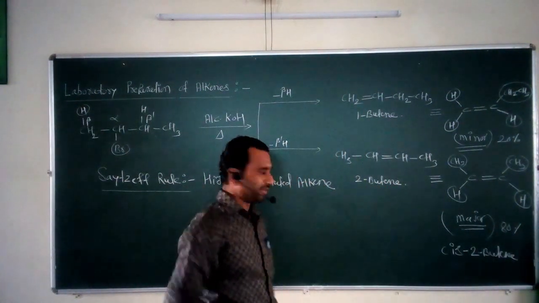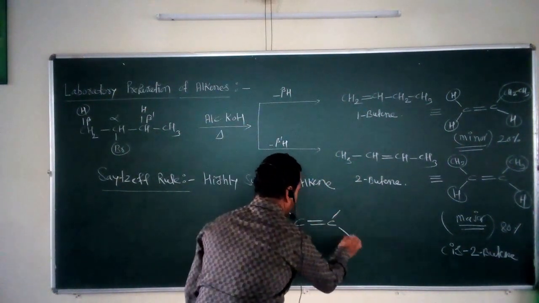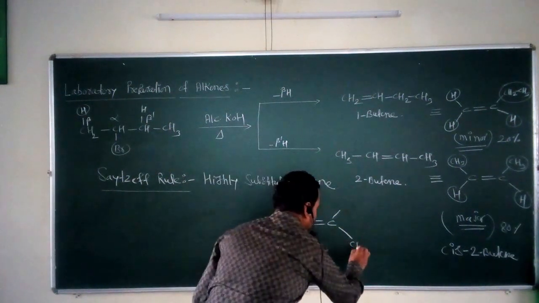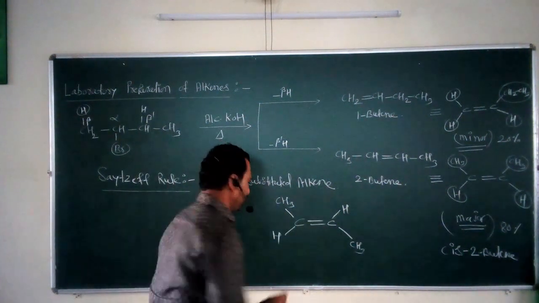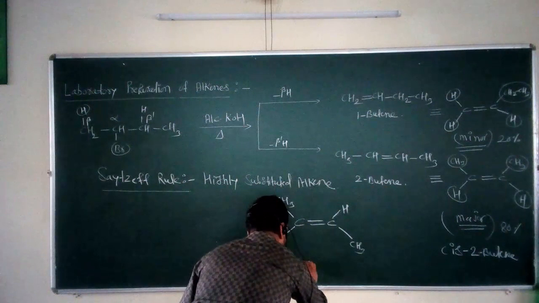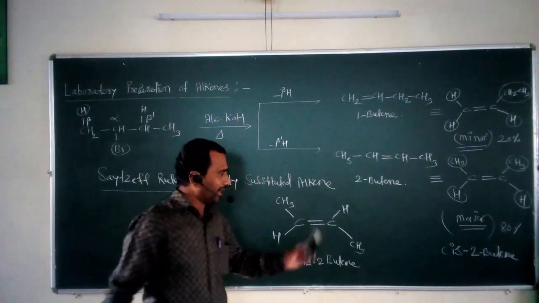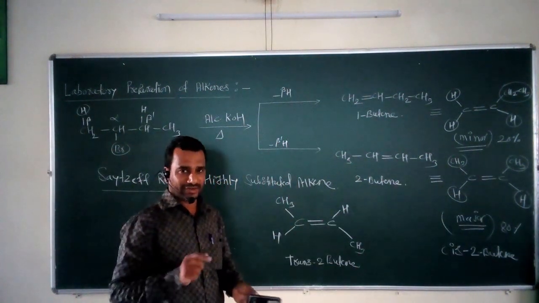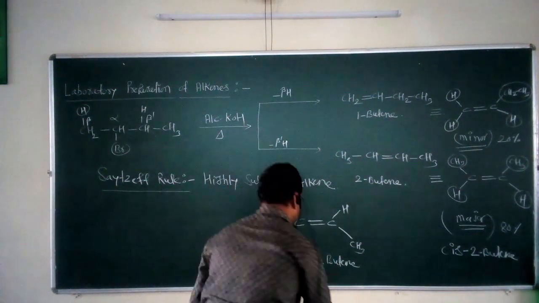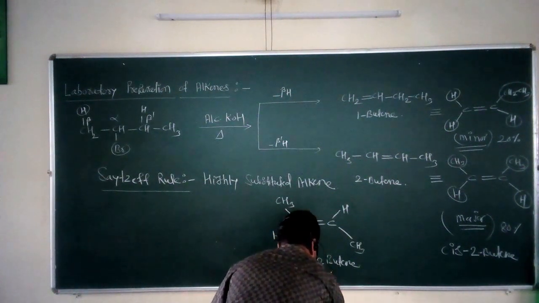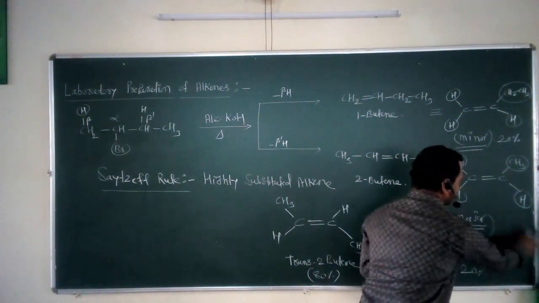While the second type of geometrical isomerism for the same compound is like this: C double bond C. This is CH3, this is CH3, this is H and this is H. Now among these two, this one is cis 2-butene, and this is trans 2-butene. Among these two, which is major and which is minor? This trans 2-butene is the major and this cis 2-butene is the minor. So again we can write here, this is obtained as 80%, this is the major, and this is obtained in an amount of 20%. That's why it is called the minor product.